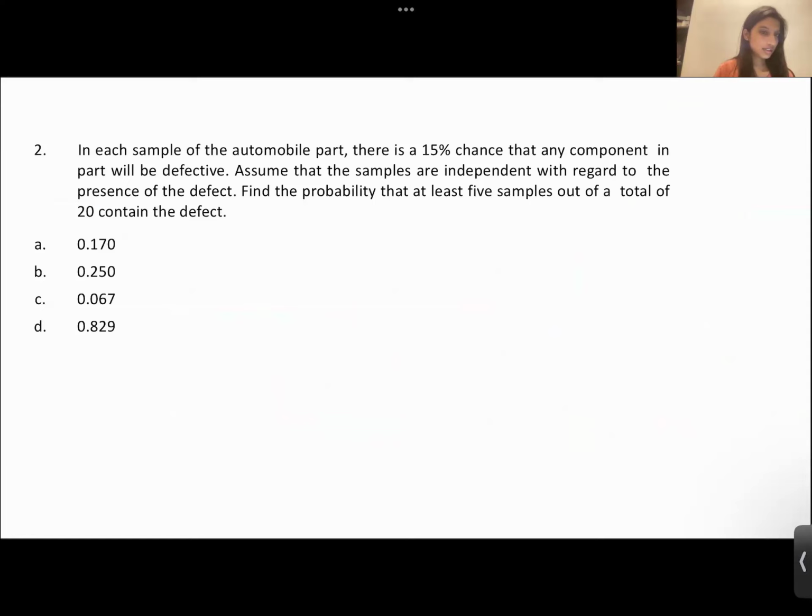What is the next question? At least 5. Exactly 3 contain the defect. Okay, so it's the same thing. Your p is 0.15. Assume that the samples are independent. Find the probability that at least 5. So you need to calculate k is greater than or equal to 5. At least 5 samples out of a total of 20 samples contain the defect. So here your n is 20.